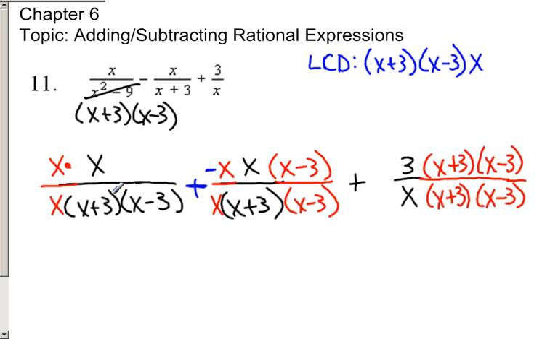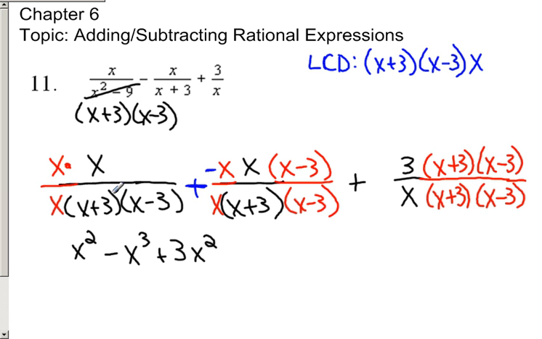When I multiply, the first rational expression gives x squared. The second rational expression, I have negative x times x, which is negative x squared. When I multiply that by the x minus 3, I get negative x cubed plus 3x squared. In the third rational expression, I see that I have x plus 3 times x minus 3. I know that that gets me an x squared minus 9.